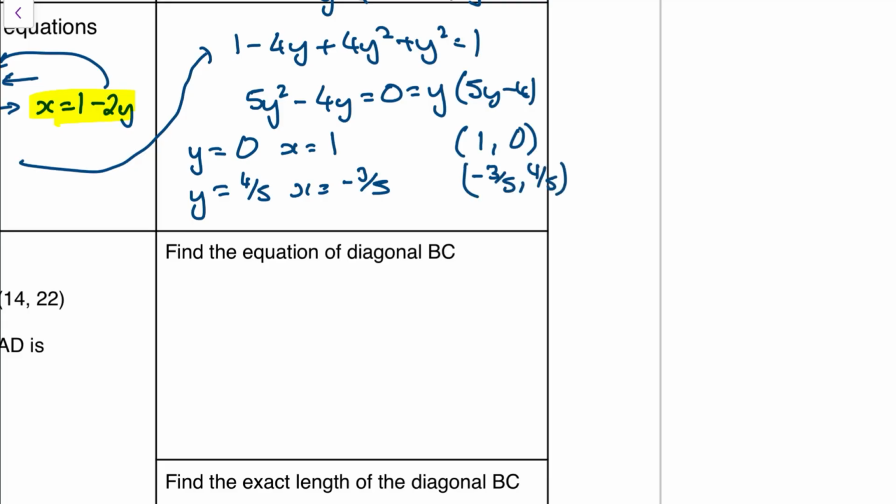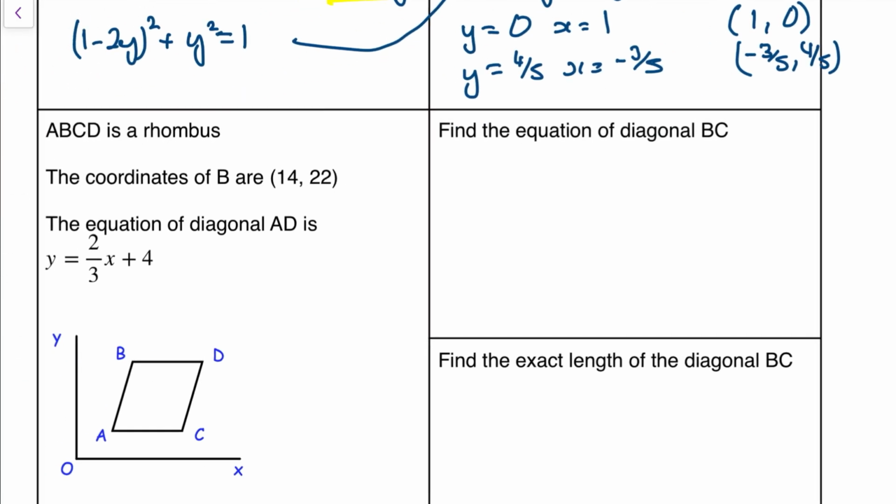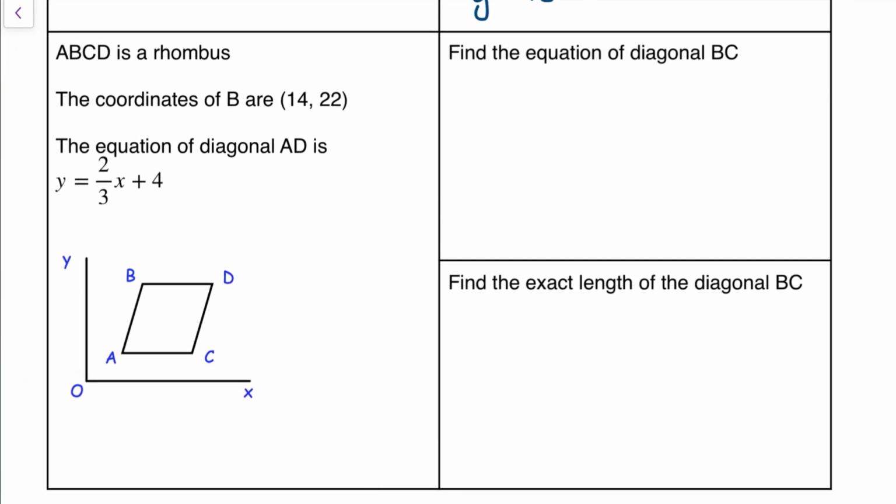Either way, clearly linking my x and y values together as pairs. Next and final question today. ABCD is a rhombus. Now I'm going to stop right there. What do we know about rhombuses?